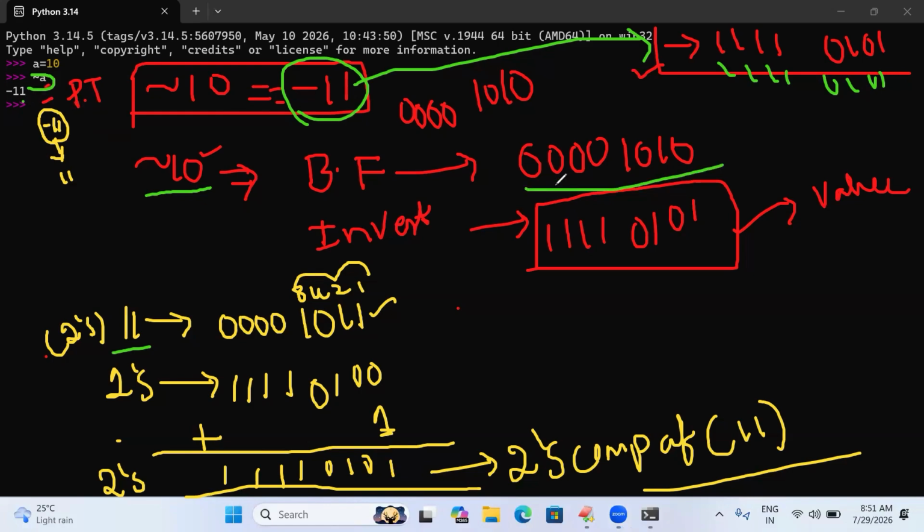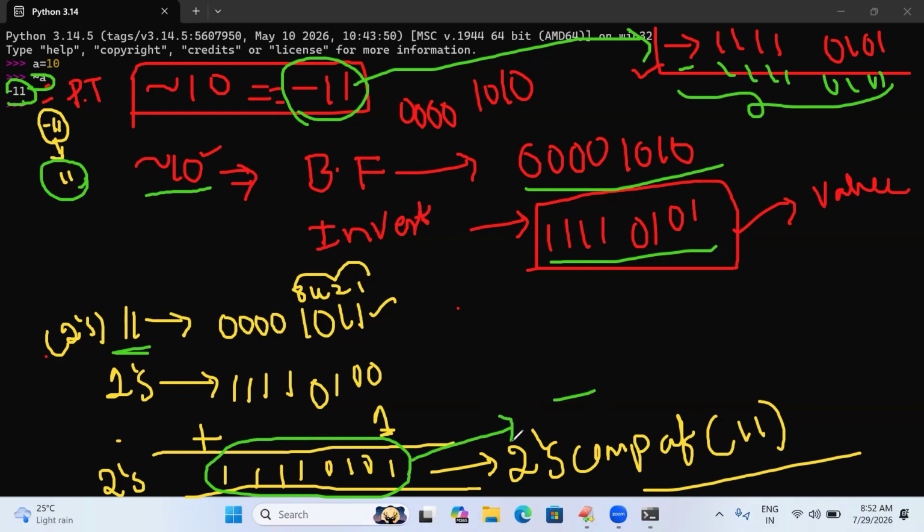So when we invert the bits of minus 11, the output is like this, right? This is the answer for bitwise complement for this negation term. The output we got is minus 11. If we take this minus 11 and take the counter opposite of minus 11, that is plus 11. So if we convert this plus 11 to its 2's complement, the 2's complement of this plus 11 is going to be like this, right? So 1, 1, 1, 0, 1, 0, 1. So this is the value of minus 11, right?